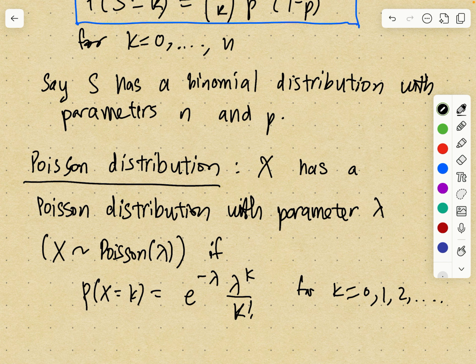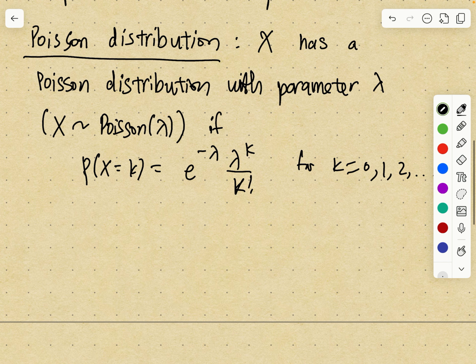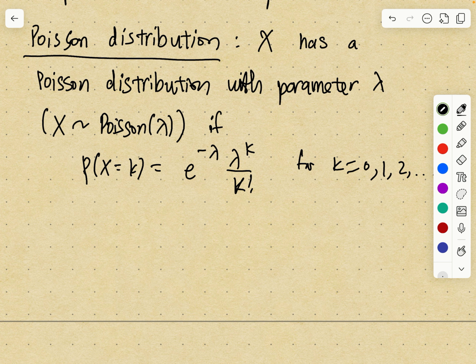This is just a discrete probability distribution, and the probability that X is k is this. So for instance, if you have a random variable with a Poisson distribution, then the probability that X is 0 is e to the minus lambda. The probability that X is 1 is e to the minus lambda times lambda over 1. The probability that X is 2 is e to the minus lambda times lambda squared over 2 factorial, and so on. And here lambda is greater than 0.